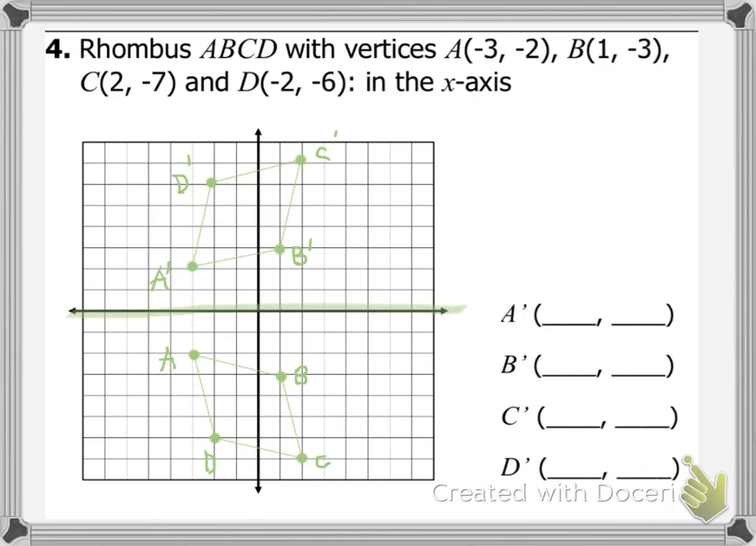So A prime is going to be at (-3, 2), and B prime is going to be at (1, 3), and C prime is going to be at (2, 7), and D prime is going to be at (-2, 6). Okay.